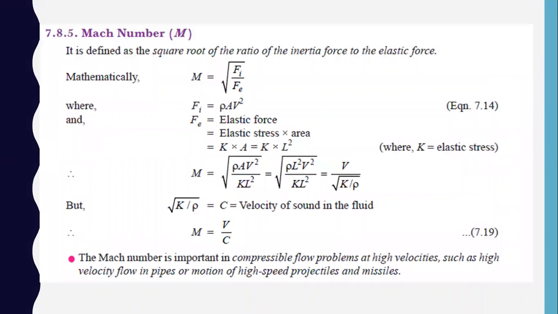Then next we will move on to the Mach number. With the help of the Mach number, we can classify whether the given flow is an incompressible or compressible flow. The formula is the ratio of inertia force to the elastic force. The Mach number is V by C, where V is the velocity of the fluid and C is the velocity of sound. The Mach number is important in compressible flow problems at high velocities, such as high velocity flow in pipes or motion of high speed projectiles and missiles.